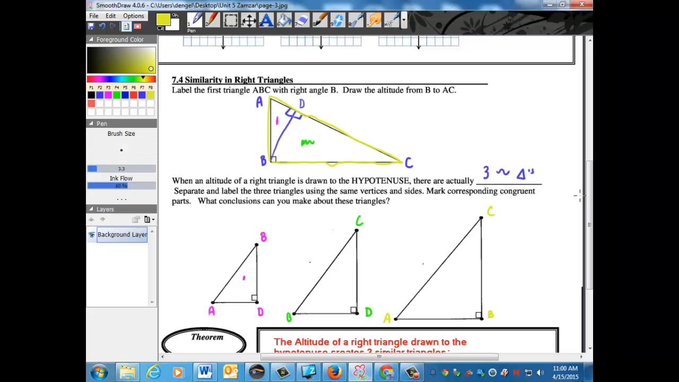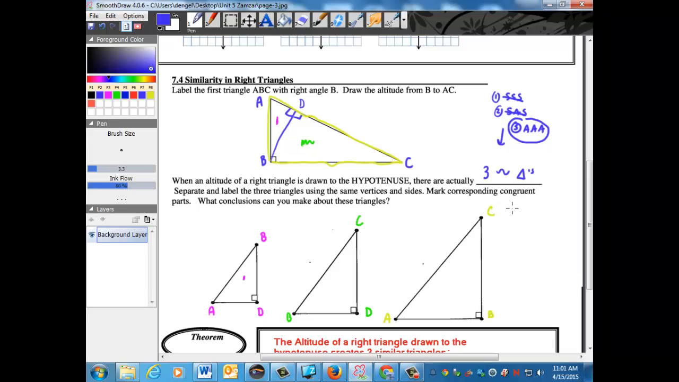Alright, now if we wanted to prove why or how these triangles are similar, remember that in order to prove that triangles are similar, we have three methods. We have side, side, side, we have side, angle, side, and we have angle, angle, angle. These are the three ways we can prove that triangles are similar. Since we're not given any of these side lengths, we can't use side, side, side. We can't use side, angle, side. So we're left with using angle, angle, angle to prove that all three of these triangles are similar. Alright, and we can do that.